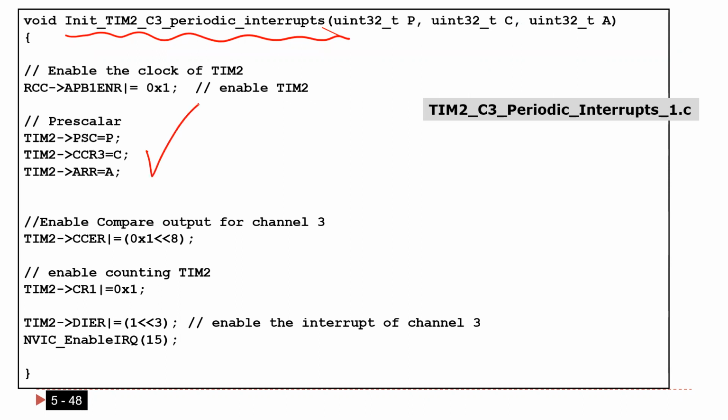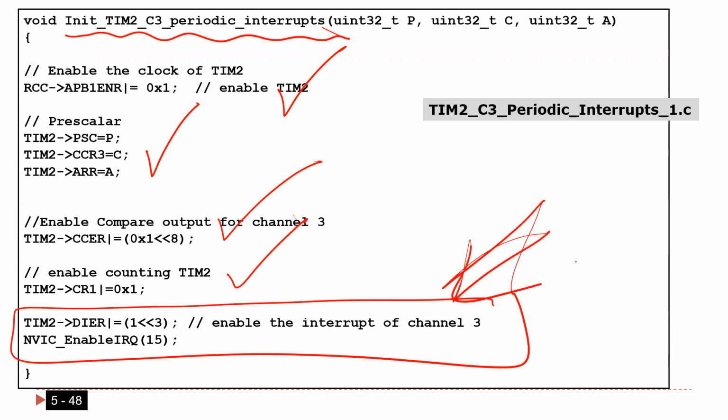This one was in the previous program. This one was in the previous program. All I did was add this part. That's it. What did I add? Number one, I need to enable interrupts of channel 3, and also I have the NVIC. That's it. This is similar to what we did before.